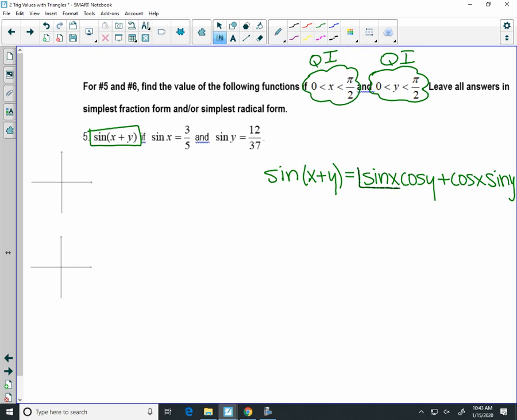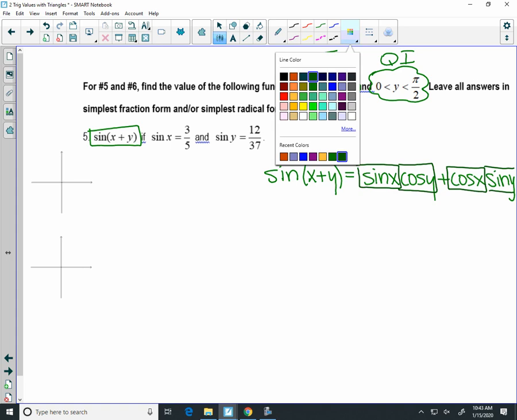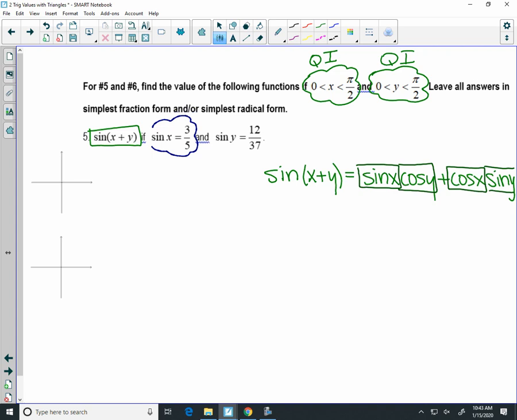So this is going to be replaced by a fraction. So is this. So is this. And so is this. You just need to figure out what those values are for the triangles that we're given. So now let's set up those triangles. Our first triangle is this guy. Sine of x equals 3 over 5. So sine is opposite over hypotenuse.